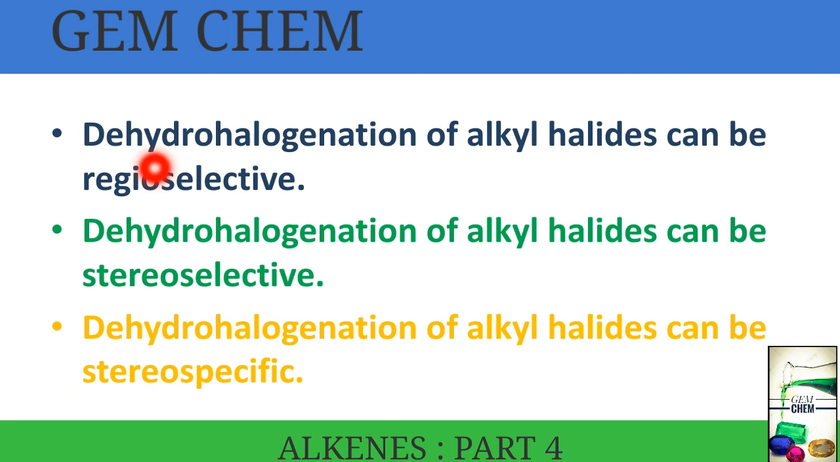Now we consider that dehydrohalogenation of an alkyl halide can be regioselective, that is, there is a selection for cis or trans alkene formation. It is also stereoselective and stereospecific. These terms were explained in the previous parts, so you can watch them, and details of these will be explained in a separate video. So this much for today.